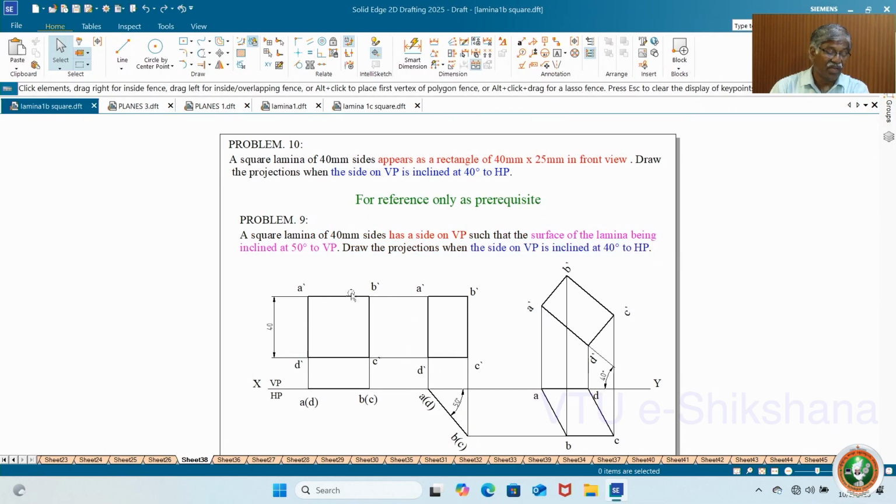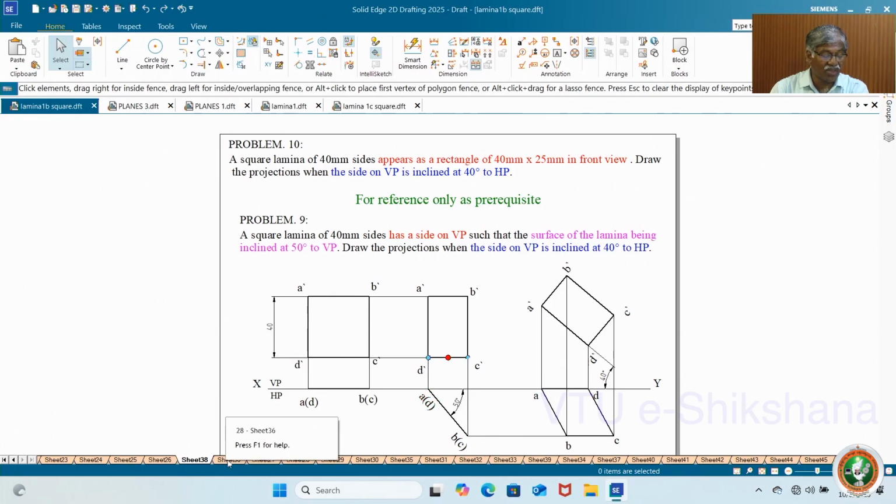Just now we solved a problem on a square lamina inclined to VP at some degree. Now what happens if you get the inclination to VP? The square becomes a rectangle after some particular dimension. He has given the particular dimension here, 40 by 25. So what is the true shape? This is the apparent shape. Instead of giving the angle, he has given the shape. It is similar to the rectangle appearing as a square. You don't know the angle, so you have to create this first figure, then get this inclination. You know how to do that.